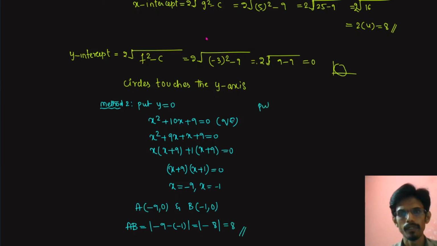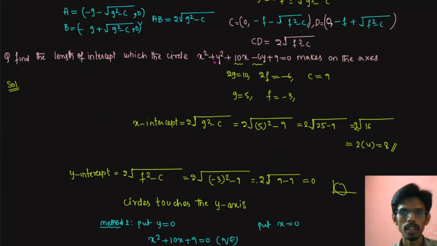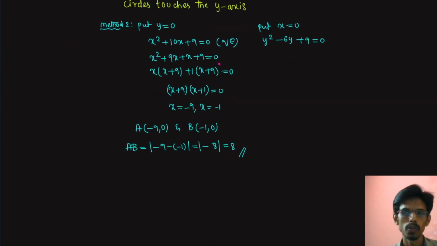Similarly, put x equal to 0 in the given equation. I'll get y square minus 6y plus 9 equals 0. So this is a perfect square: (y minus 3) whole square equal to 0. So the roots are repeated, or equal roots, are there.